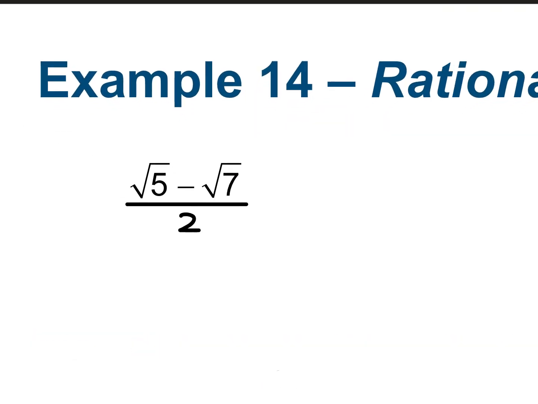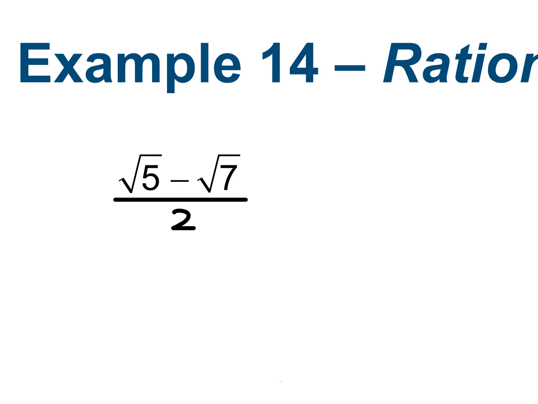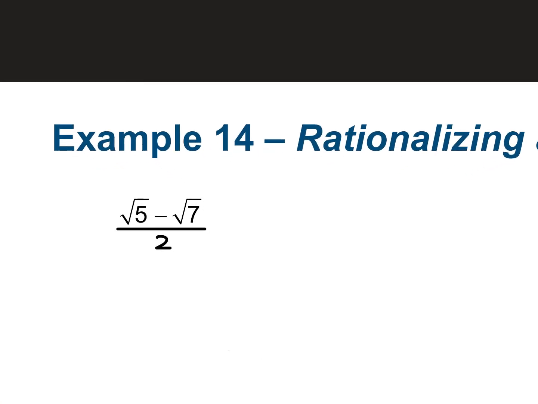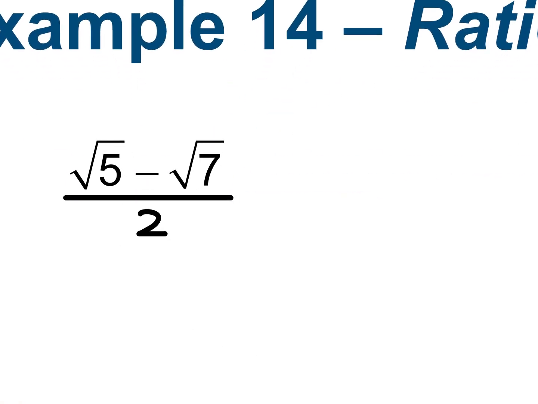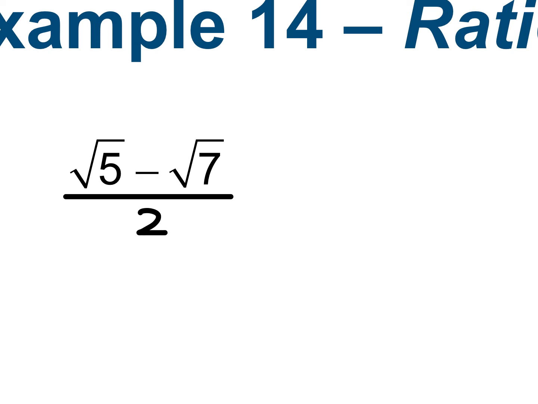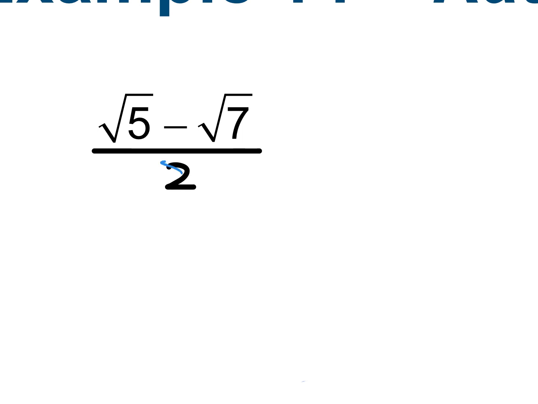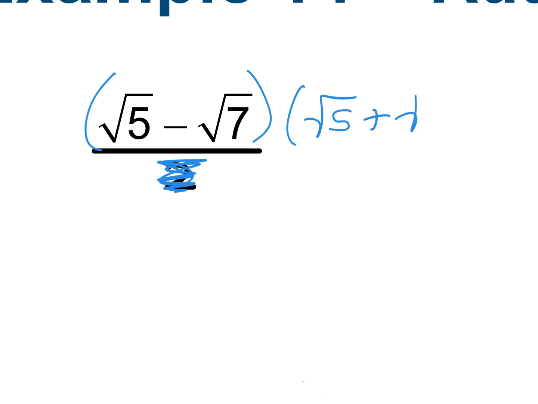All right. Multiply by the conjugate. Let's not even look at the 2. What would be the conjugate? Don't even look at this. What would be the conjugate of square root of 5 minus the square root of 7? Perfect. Square root of 5 plus the square root of 7.